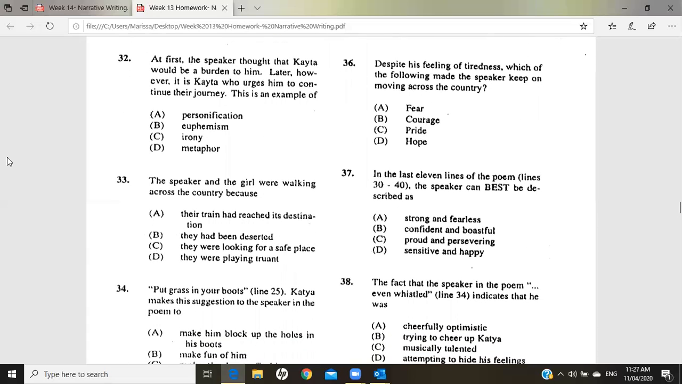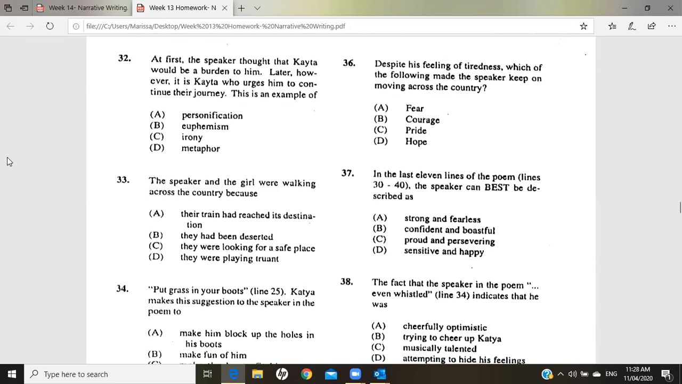36 says, despite his feeling of tiredness, which of the following made the speaker keep on moving across the country? So why did the speaker continue moving across the country, Joelan? D? It wasn't D. B. Not B. A? The answer was A, fear. It was fear because at this point in time, he started to feel a bit scared about how Kata would respond. So he didn't want to disappoint her because he didn't know how she would get on, because remember, she started to be assertive and bossy.